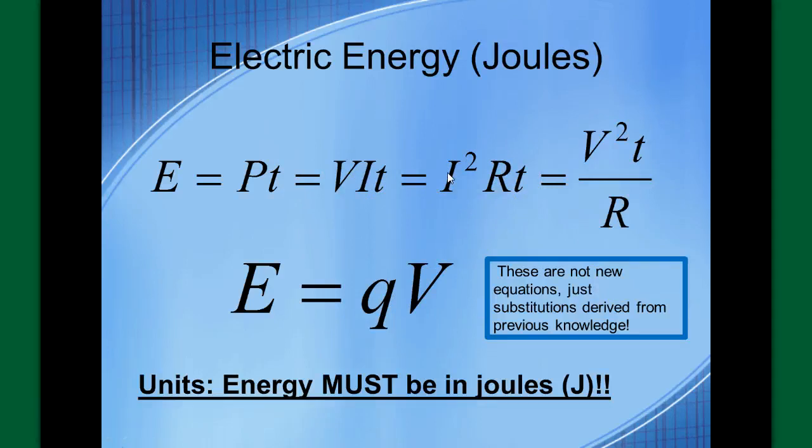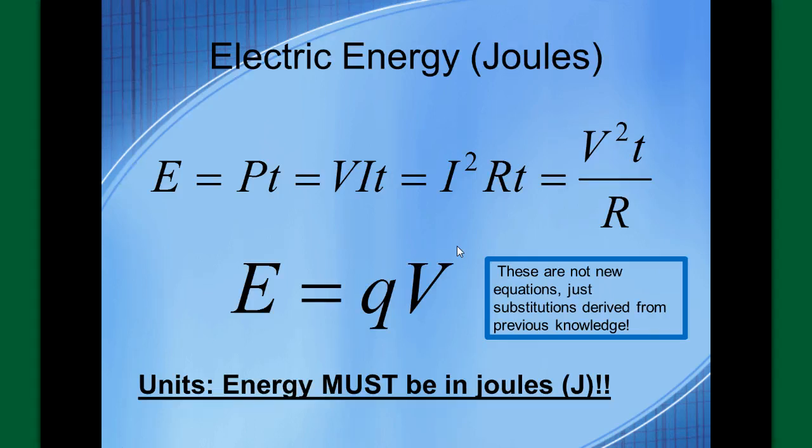And then 32 is actually part of number 29. Number 29, instead of E here, it says U sub E. That's potential energy, but it's still charge times voltage. So all of these are just different ways to calculate energy.